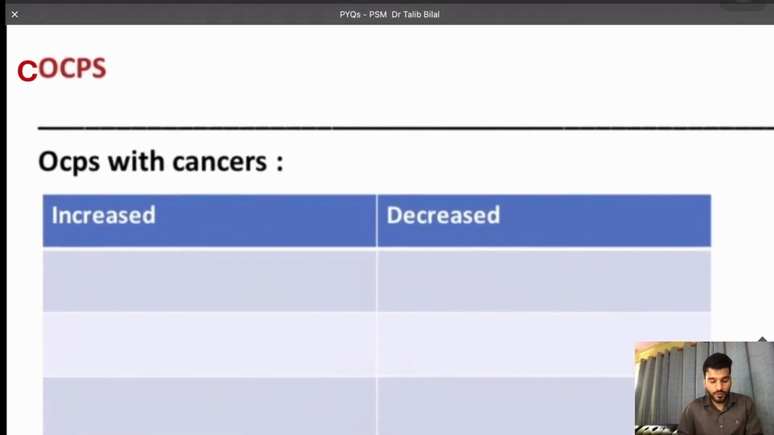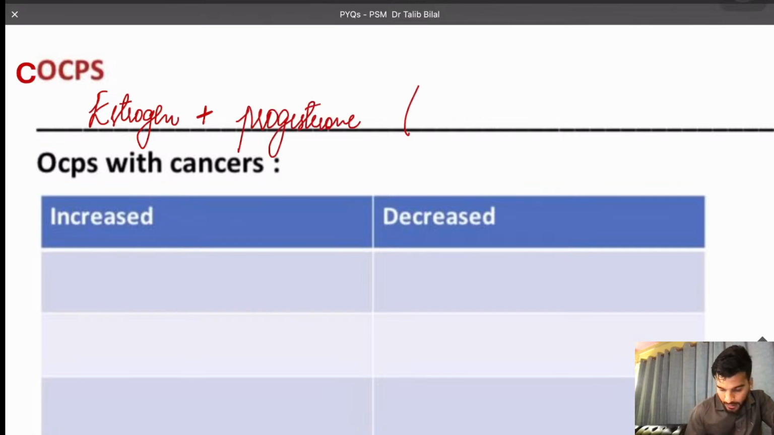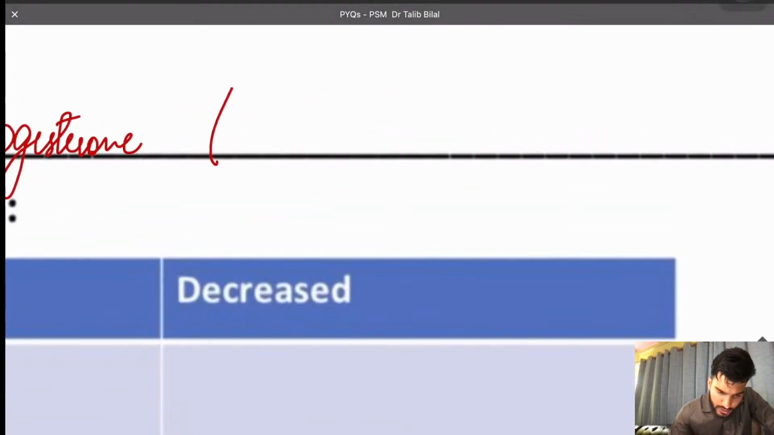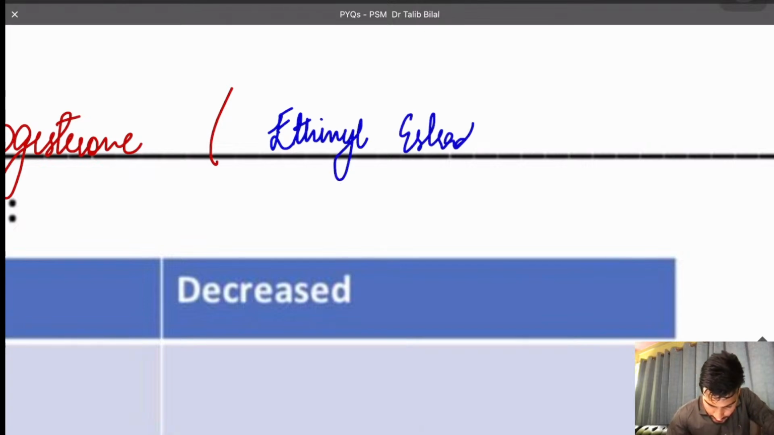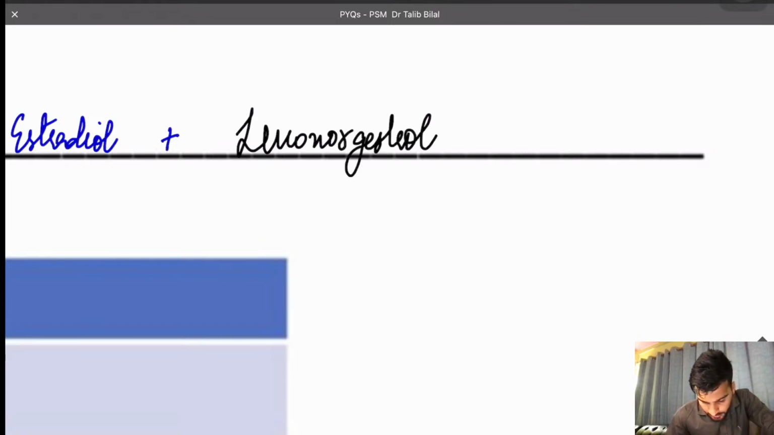So let's discuss first of all combined OCPs. What are combined OCPs? We have estrogen plus progesterone, like Mala N and Mala D. We have estrogen as ethinyl estradiol, plus a progesterone, levonorgestrel.